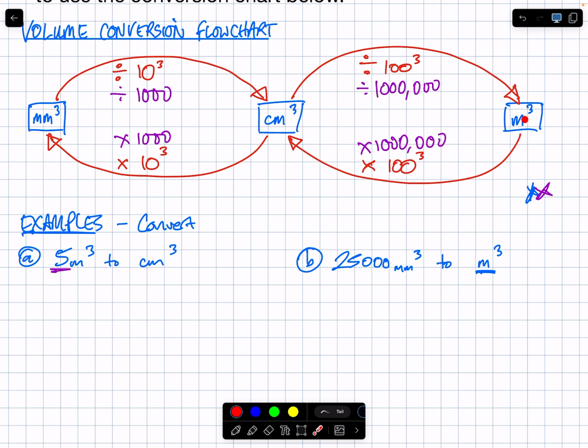So if I'm going from 5 cubic meters to cubic centimeters, I need to times that 5 by what? 100? No? 1,000? A million. Yeah? Okay, you got there in the end. So 5 times 1 million should be 5 million cubic centimeters. That sounds like a lot.